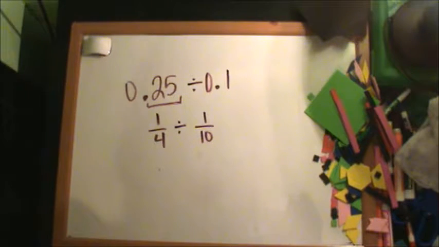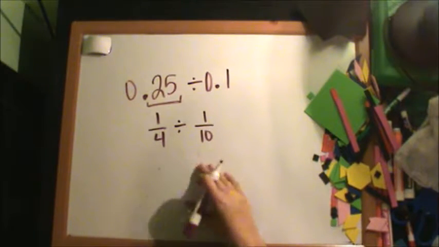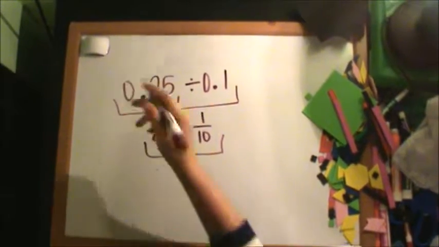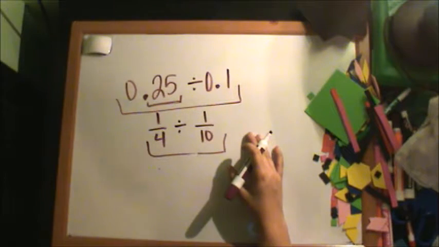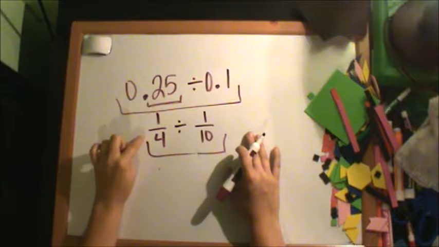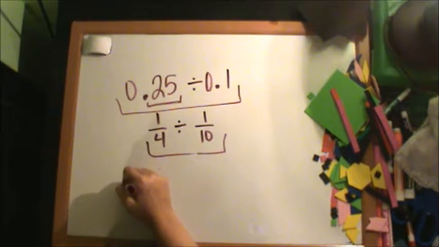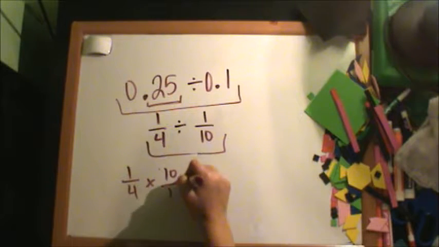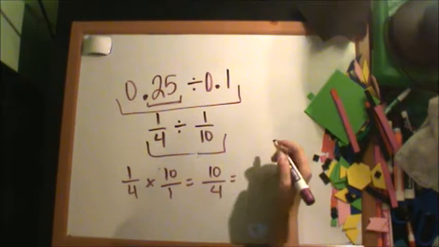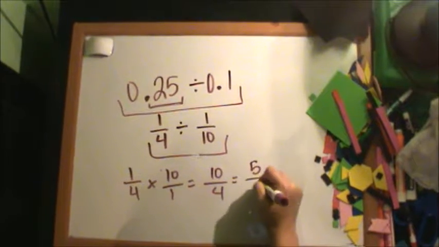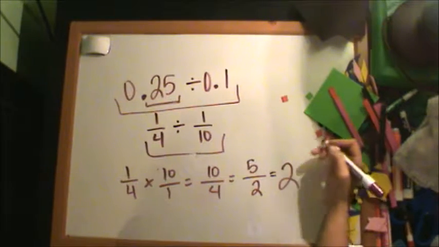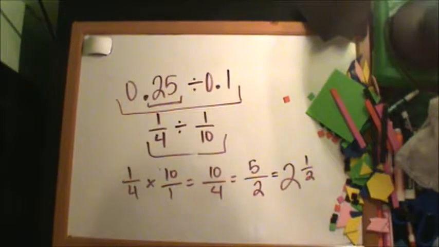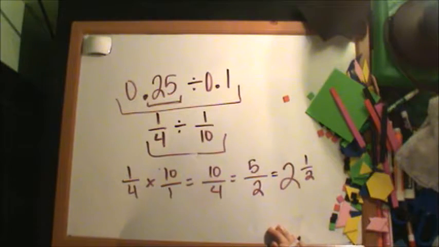Okay, so now that I have 1/4 divided by 1/10, this looks easier to me than this does. I don't know about you, you might think about decimals easier than fractions, but I would prefer to work with fractions. Because now that it's in fraction form, you can either leave, change, flip, which is the same as 5/2, which is also 2 1/2. Do you see how fast I did that? When it was in fraction form.